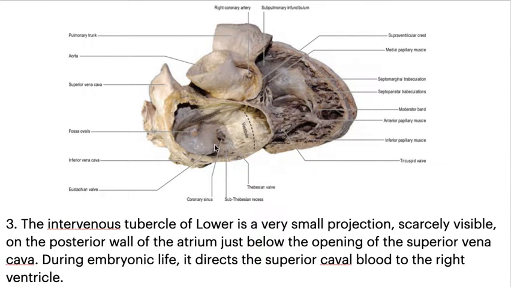The intervenous tubercle of Lower is a small projection which is scarcely visible on the posterior wall of the atrium, just below the opening of the superior vena cava. During embryonic life, it directed the superior vena cava blood to the right ventricle.